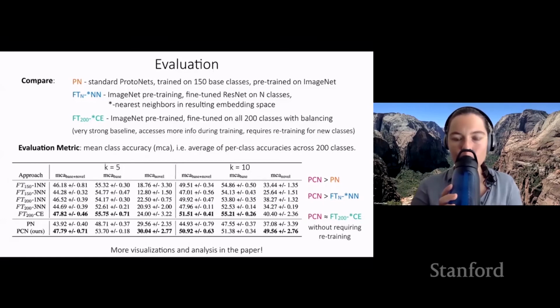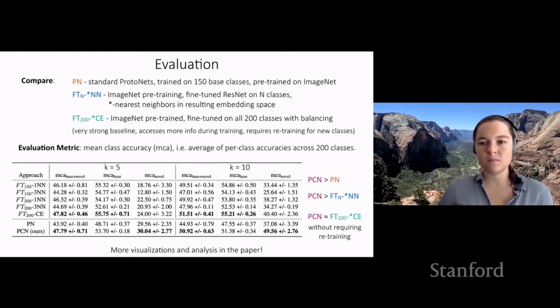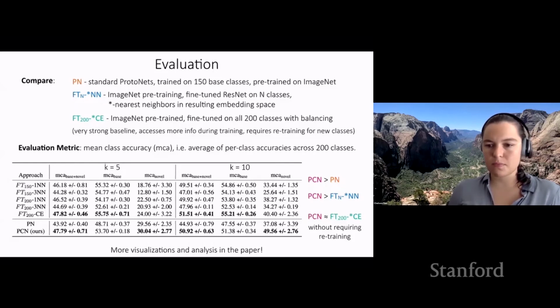I'm just curious to know, about this fine-tuning method where the network sees all the 200 classes, why did that have a very low performance on the novel classes? Because in effect, the model has been trained on those classes already, but the performance is very low compared to the base classes. Is there some explanation why that might be the case?